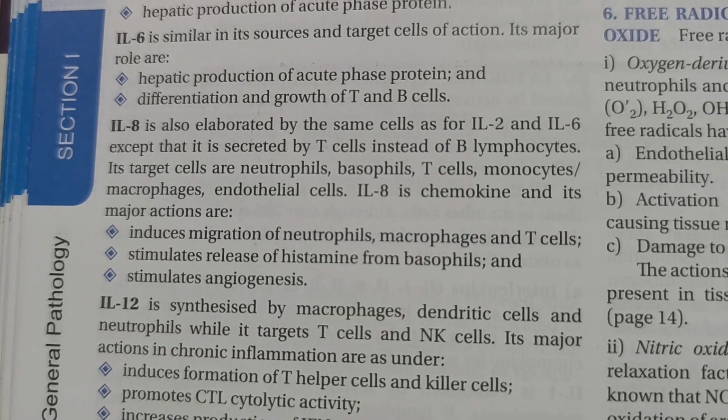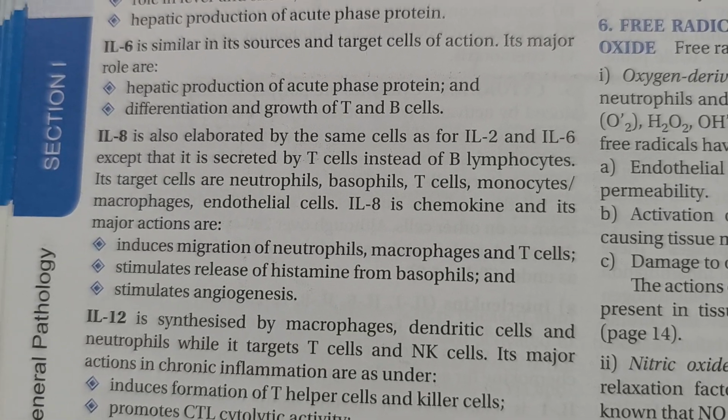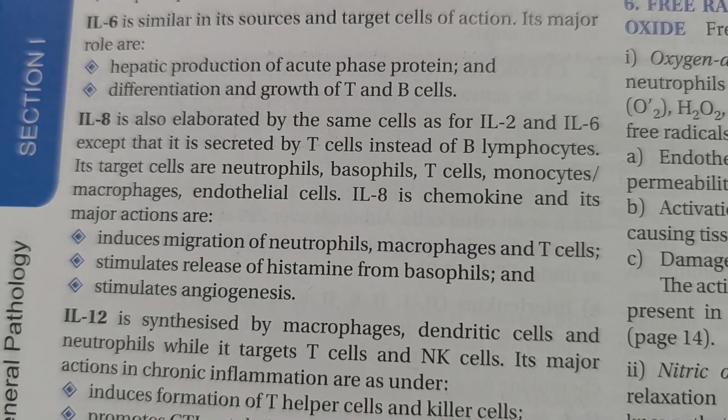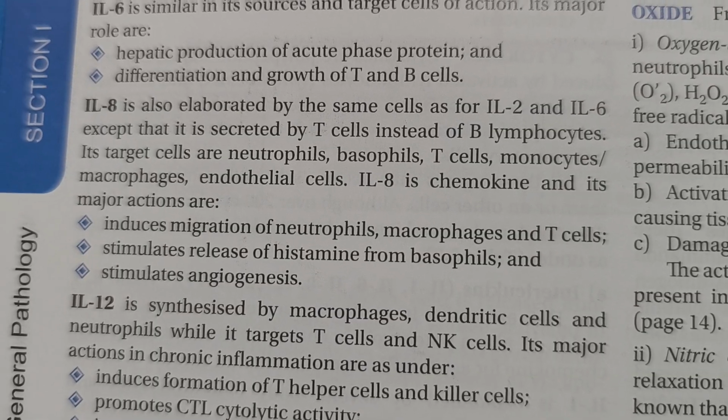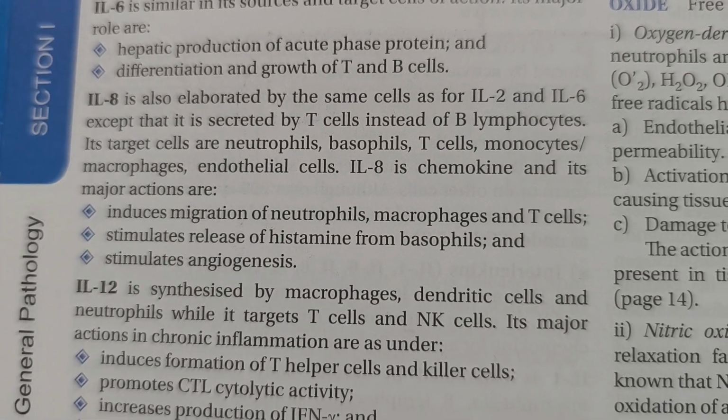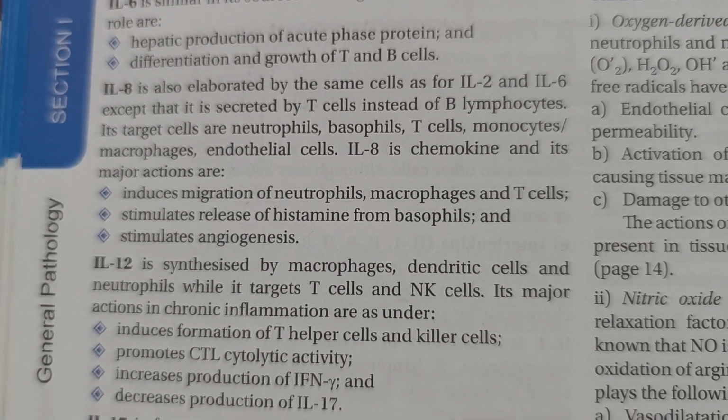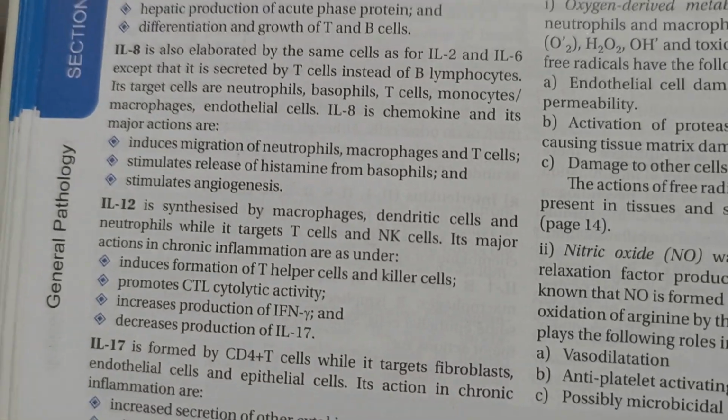Interleukin 6 is similar in its source and target cells of action. Its major roles are hepatic production of acute phase protein and differentiation and growth of T and B cells.